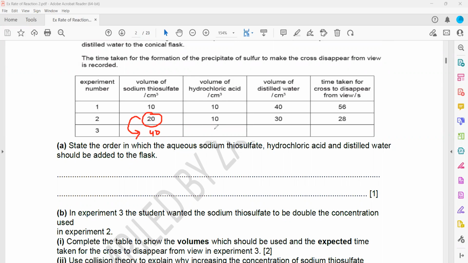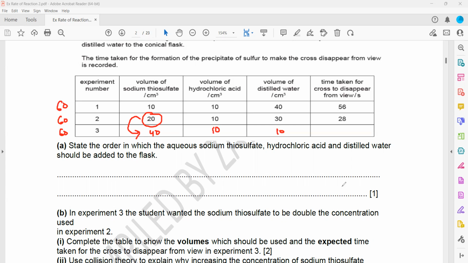The volume of hydrochloric acid, and then we have to complete this. The volume of the hydrochloric acid does not change in any experiment. Then how to get the volume of water used? As you can see, the total volume for each experiment is 60. 10 plus 10 plus 40, that is 60. 20 plus 10 plus 30, that's also 60. So if it is 40 and 10, how much distilled water should be used? That's also 10. So it will make 60.